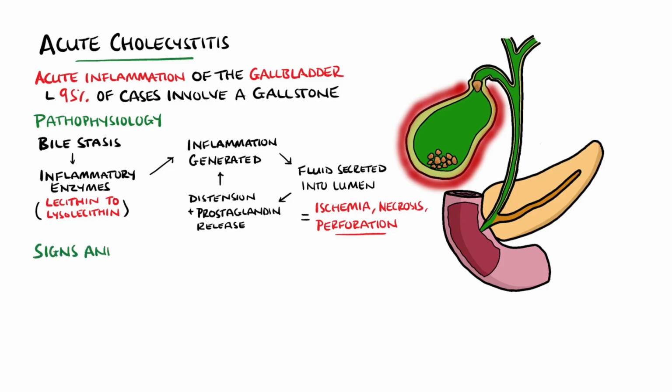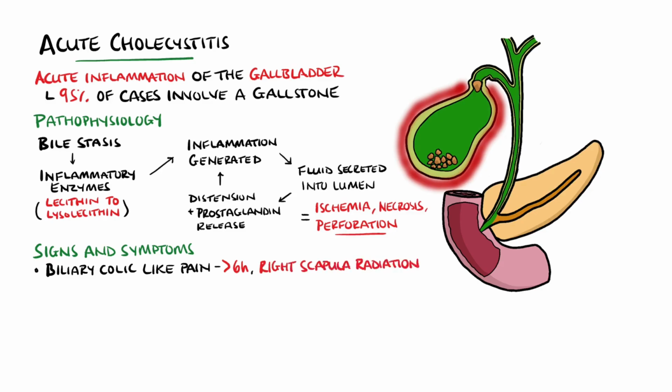The signs and symptoms of acute cholecystitis include a pain similar to biliary colic. In fact, patients have often previously had biliary colic. However, the pain tends to last over 6 hours. It may also radiate towards the right scapula. Other findings can include a fever, as well as nausea and vomiting, as well as Murphy's sign, which is where palpation of the right upper quadrant as the patient takes a deep breath causes pain and a halting of inspiration.